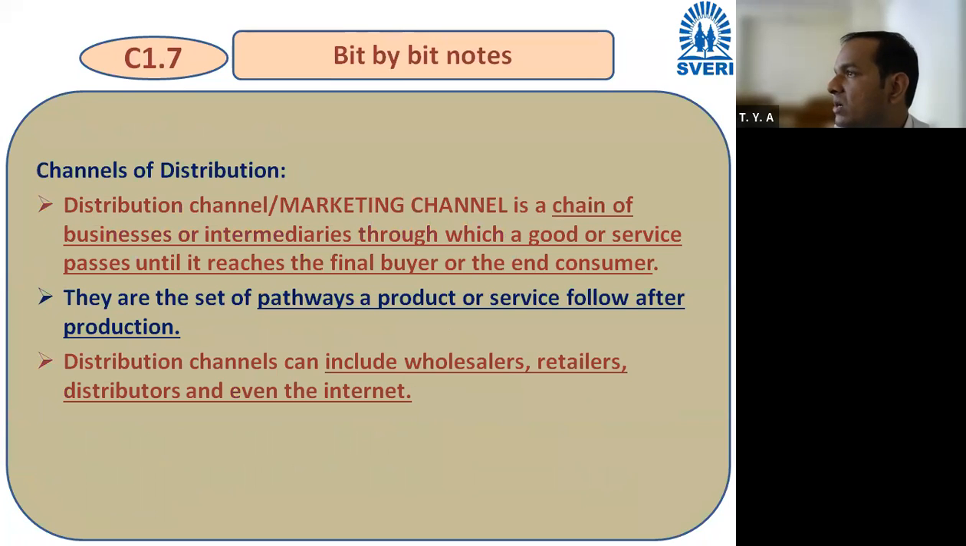म्हणजे तुमचं प्रोडक्ट कशा पद्धतीने मूव्ह होत आहे, कुठल्या कुठल्या चॅनल मधून मूव्ह होत आहे. सो डिस्ट्रीब्युशन चॅनल or marketing channel is a chain of business or intermediators through which goods or services pass until it reaches the final buyer or end consumer. हे काय डिस्ट्रीब्युशन चॅनल म्हणजे काय, इट इज अ चेन ऑफ बिझनेस. म्हणजे तुम्ही माझ्याकडून घ्या, मी तुमच्याकडून घेतो, तुम्ही याच्याकडून घ्या.